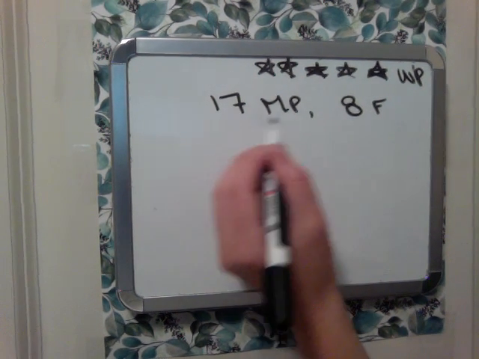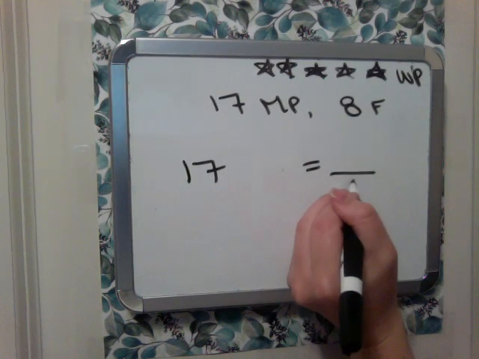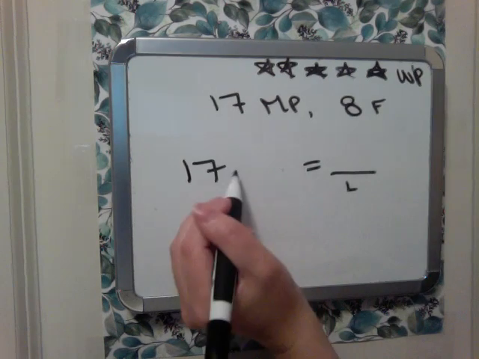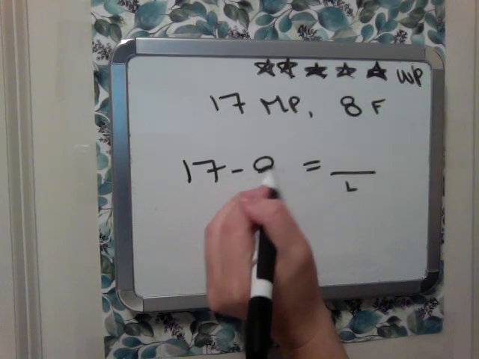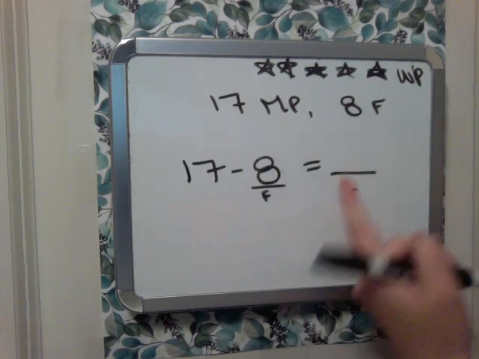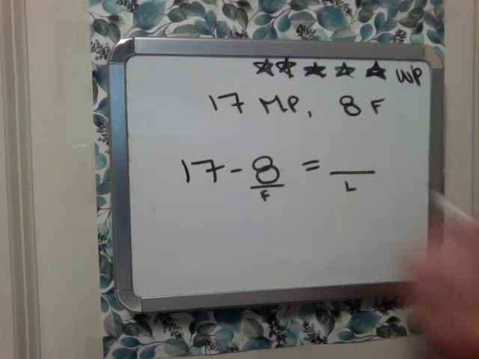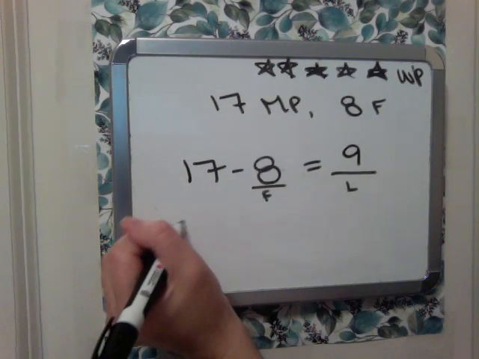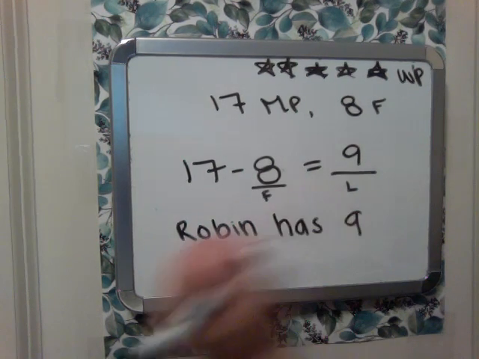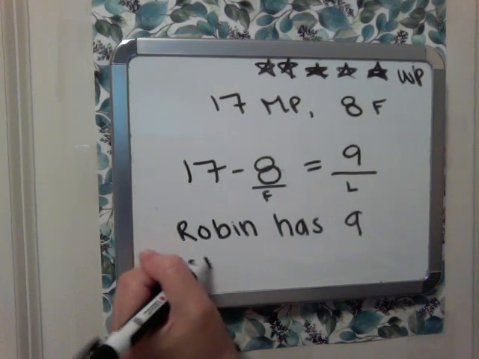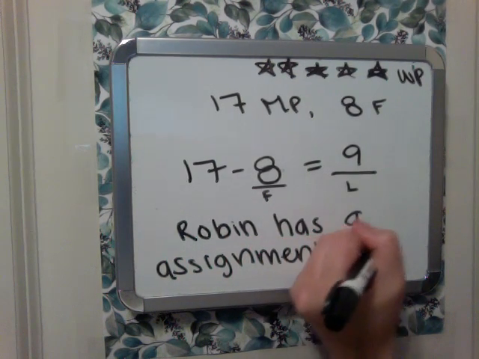So if we're starting with a total of 17, and we need to figure out how many are left, she's already finished 8. So we can get rid of those 8 that she has finished and find out how many are left. 17 minus 8 is 9. So Robin has 9 assignments left.